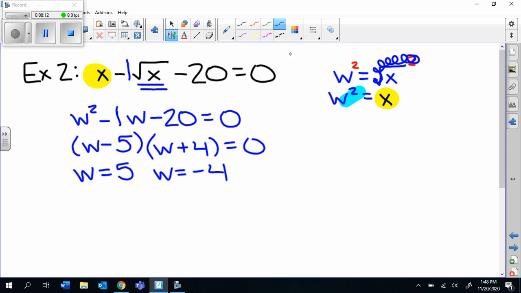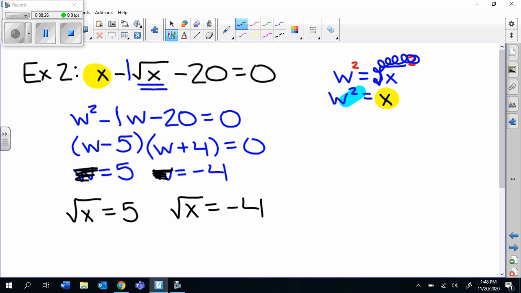And now we're going to substitute back. So originally that w was the square root of x. So now we have the square root of x equaling 5. And over here, we have the square root of x equaling -4. How do you solve something that's underneath the radical? You square both sides. So we get x equals 25.